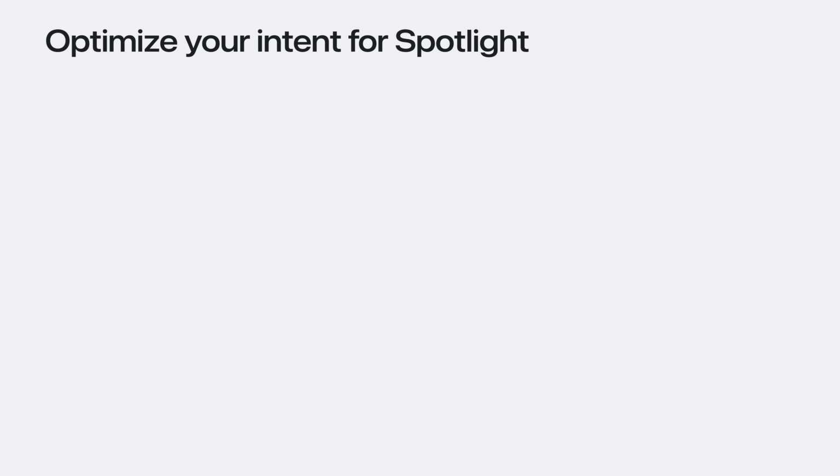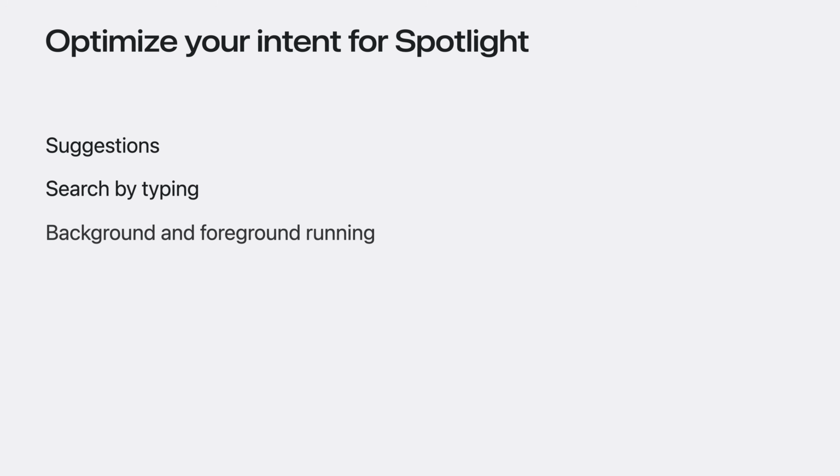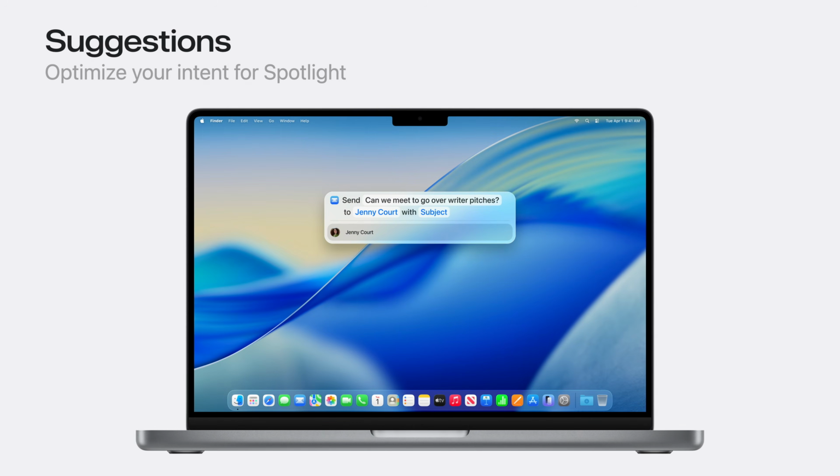Once you've gotten your intent to show up in Spotlight, you'll now want to optimize the user experience. This includes supporting suggestions, search by typing, and providing background and foreground running options. Let's take a look. When someone searches for and selects your intent in Spotlight, they need to fill out the required parameters before running the intent. In order to make this interaction quick, you should provide suggestions for how to fill in these parameters.